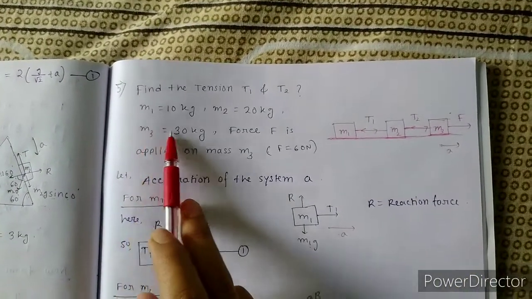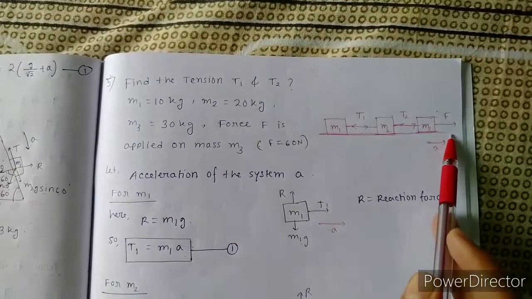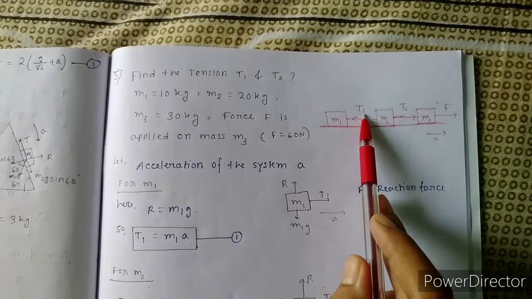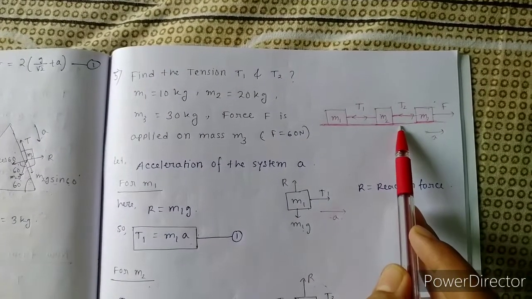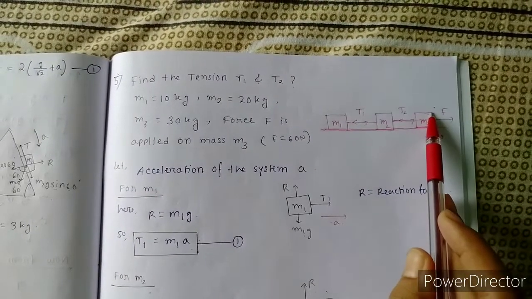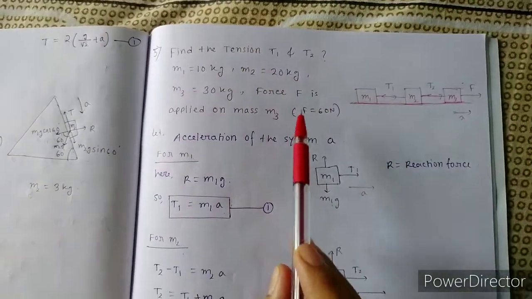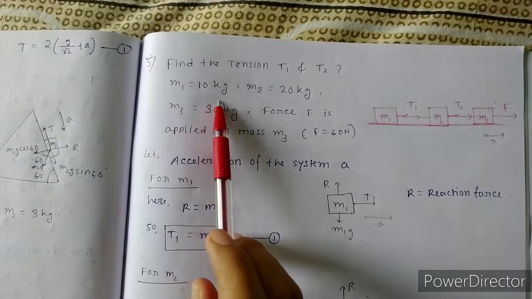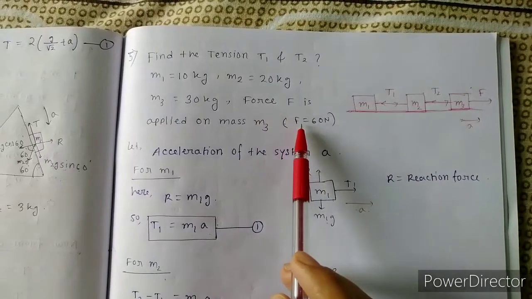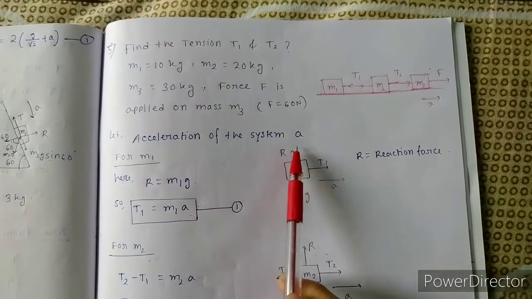Now problem 5. Here the three masses m1, m2 and m3 are kept on a horizontal plane. M1 and M2 are connected by a thread of tension T1 and M2 and M3 are connected by a thread of tension T2, and a force F is applied to the mass M3. Now find the tensions T1 and T2. Given M1 equals 10 kg, M2 equals 20 kg, M3 equals 30 kg and the force F equals 60 Newton. Let the acceleration of the system be A.